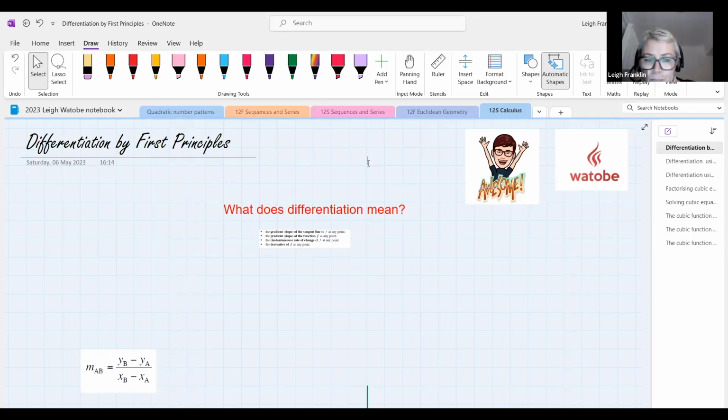So we've got to be able to do it by first principles, and thereafter we would always be using our power rule. Okay, so before we jump into first principles, let's just talk about this word, differentiation. If I didn't know what it meant and Yolanda didn't know what it meant, what would you tell us? What does the word differentiation mean to you? What do you understand it to mean?